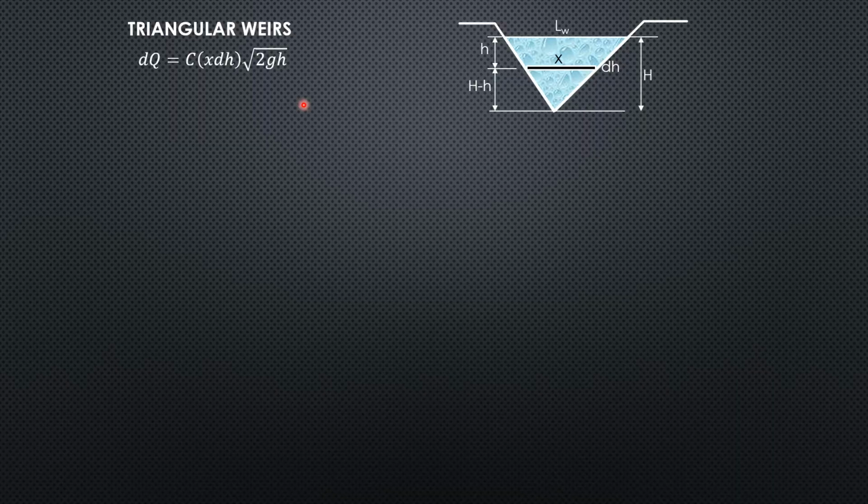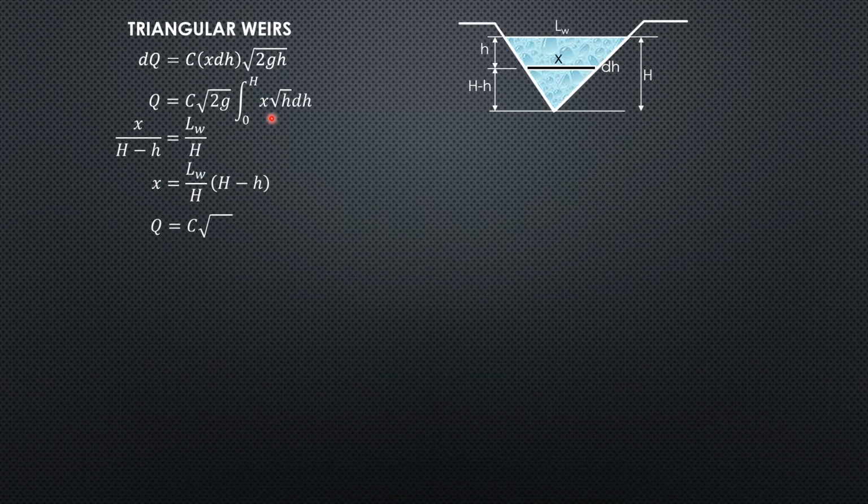theoretical velocity. Then we express X in terms of small h by similar triangles. So Q equals C square root of 2g integral of X square root of h dH. By similar triangles, X is to big H minus small h as LW is to big H. So X is LW over big H times quantity big H minus small h. So substitute into that formula. So Q equals C square root of 2g integral from 0 to big H of LW over big H times quantity big H minus small h from X, then square root of h dH.